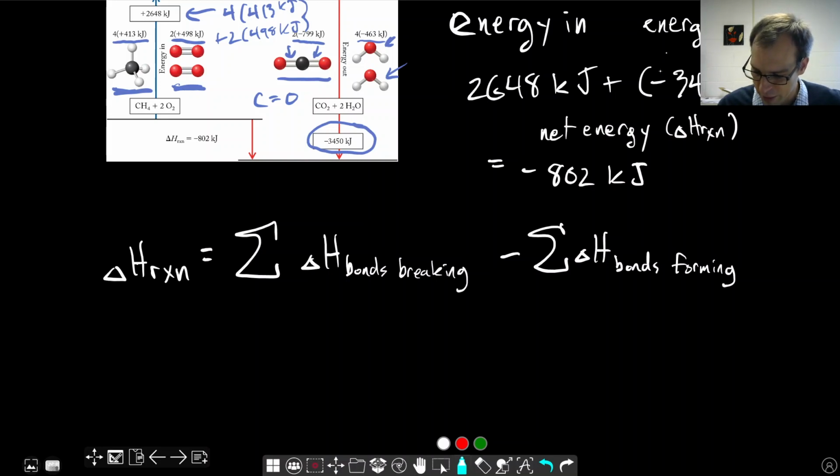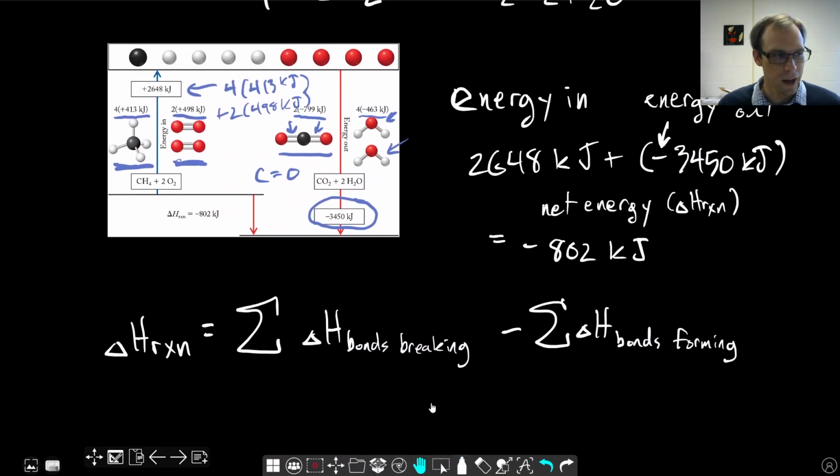So again, that's why we have this negative sign in this value up here, which you can't see, now it's behind my head. This negative 3450 has this negative sign. That same negative sign is reflected right here, because when the bonds are forming, that's releasing energy. And so that's the basic idea behind how we can approximate values for enthalpies of reaction from these bond energies.